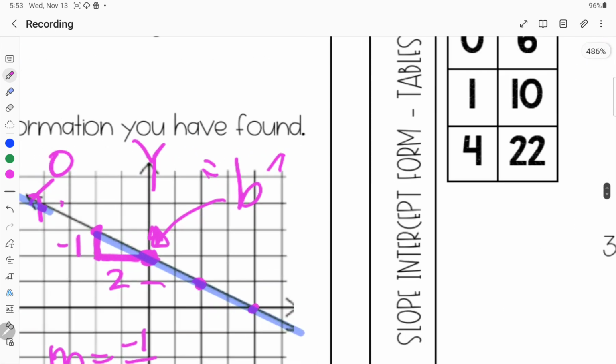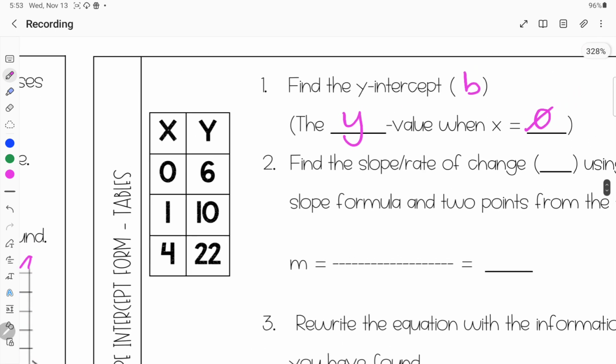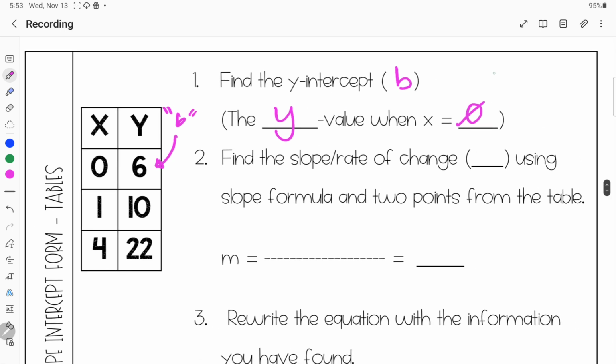And the reason we're looking for that is because if you remember, anything graphed on our y-axis means that we never moved left or right because it's 0, and then we went either up or we went down. So that's why we're looking for where x equals 0. So I look down my x's, and I have x equals 0 right here. So when x is 0, I need my y value, which is 6. So this right here is b. So I'm going to write right here, b equals 6.